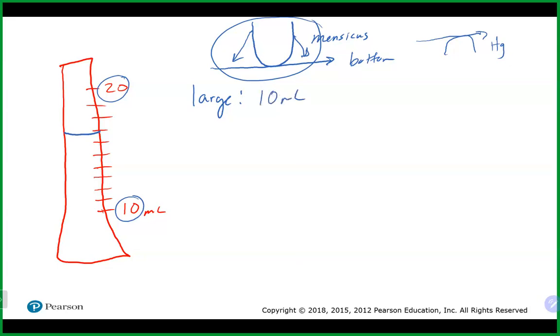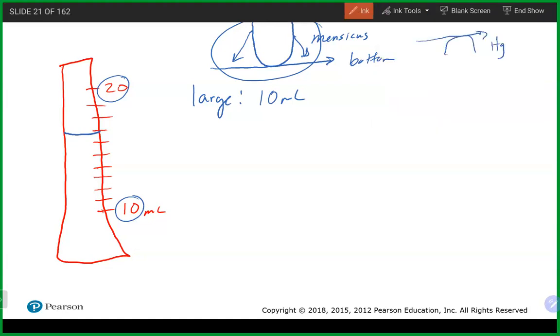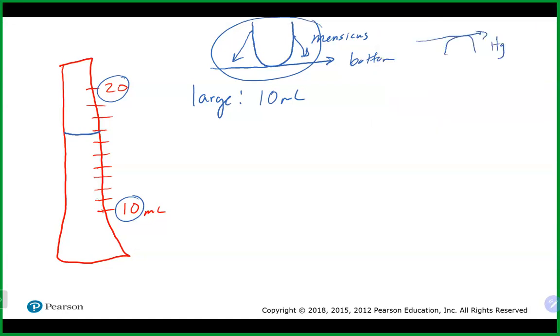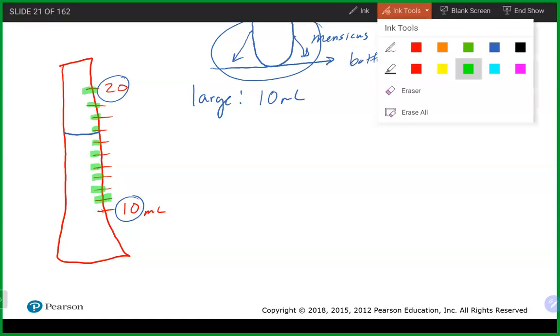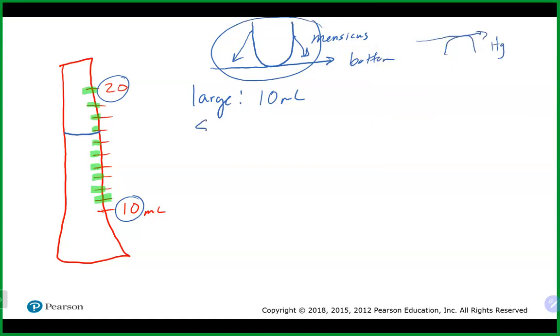I again want to count how many small markings I have between those large markings. So we're going to start counting once again past that large marking. That's going to be 1, 2, 3, 4, 5, 6, 7, 8, 9, and 10 markings. In this particular case, I have 10 markings between 10 milliliters. That means each of those smaller markings represents how much? Each of the smaller markings represents 1 milliliter.